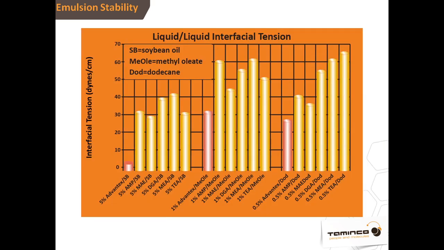and here are the plotted results. So the three organic liquids that we examined were soybean oil, methyl oleate, and dodecane. And the aqueous phases that we looked at were alkanolamines dissolved in water. So we had 0.5% alkanolamines dissolved in water, we had 1% alkanolamines dissolved in water, and we had 5%.